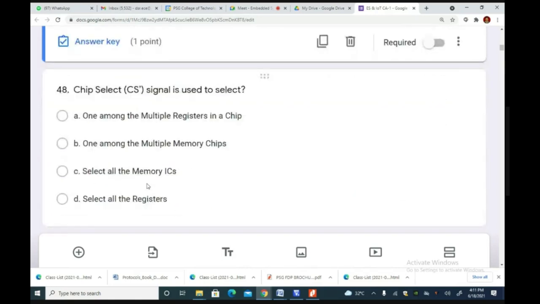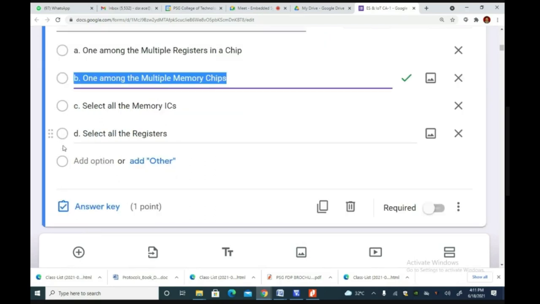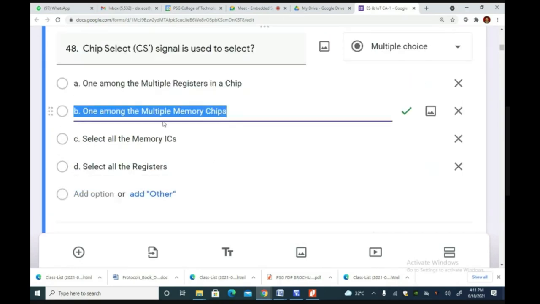Chip select signal is used to select one among the multiple registers in a chip, one among the multiple memory chips, select all the memory ICs, select all the registers. So chip select signal is used to select one among the multiple memory chips. Okay, that is the right answer, right? Because several chips are there in a motherboard. The processor needs to access one particular chip, meaning it will give the chip select signal.